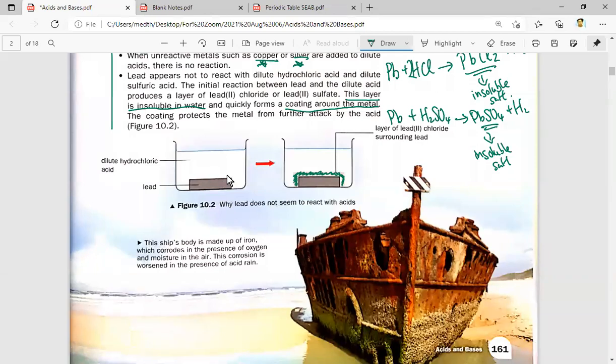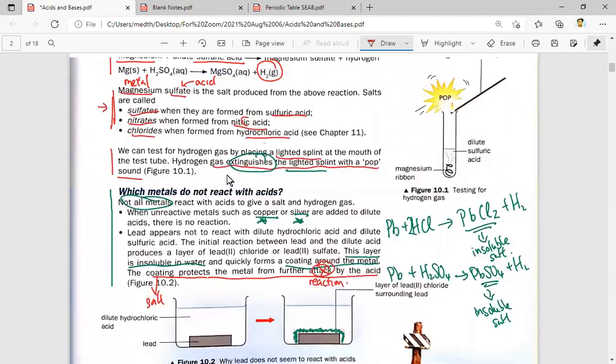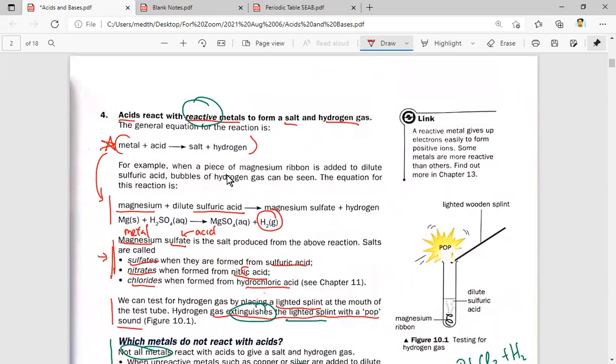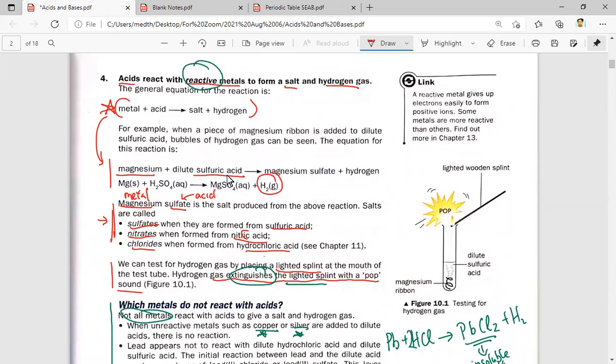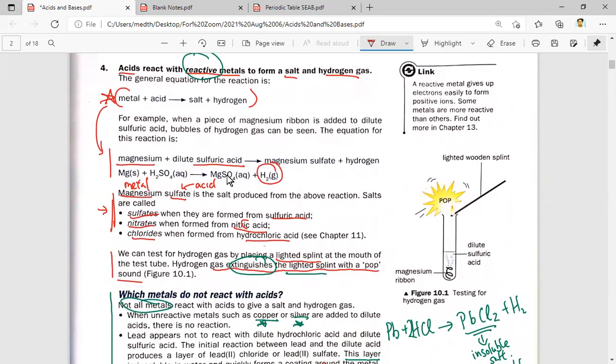So it's quite interesting that the salt coating actually protects the metal from further attack by the acid. Now, do take note, let's not use the word attack, let's use the words further reaction. So in this example of acid reacting with reactive metals, I just want to summarize this a bit because there is quite a fair bit.